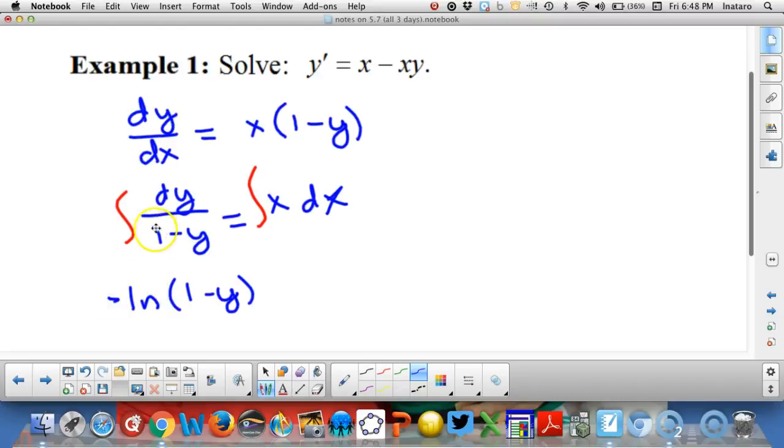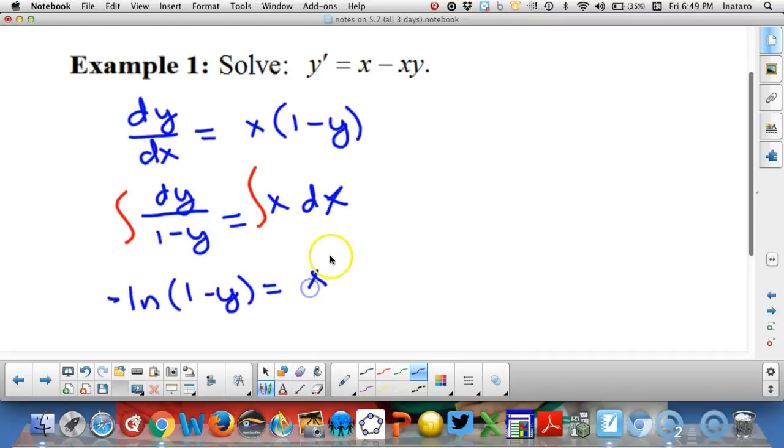Remember, you can always check to see if you've done the integral correctly by taking the derivative. So let's just think about this for a second. The derivative of negative natural log of 1 minus y would be 1 over 1 minus y, but then we'd have to take the derivative of what's inside, and the derivative of 1 minus y here would be negative 1. So we've done this correctly. If you can't quite understand this, you could do a little bit of u-substitution to take the integral of this side if you wished.